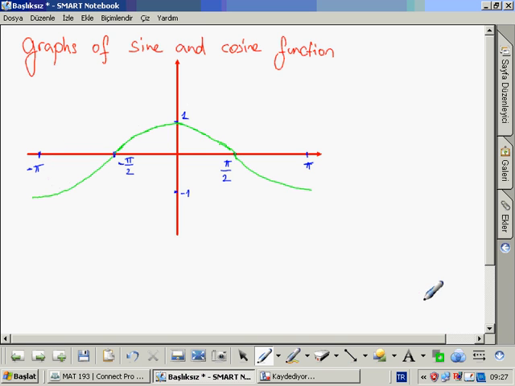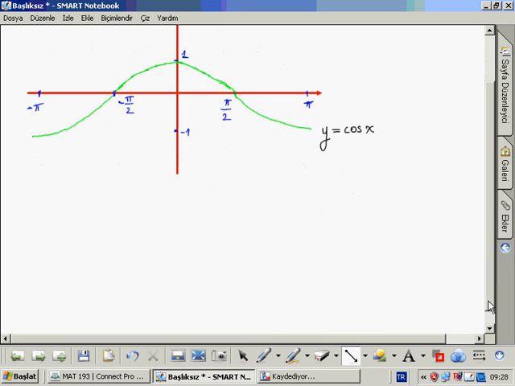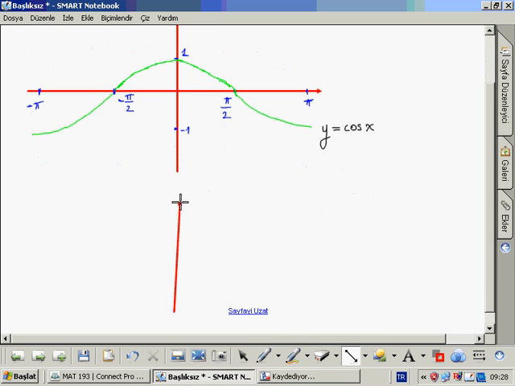Okay, this is y equals cosine x. And as you see, it's an even function, which is symmetric around the y-axis. Okay, and again, let me sketch similarly the sine function.